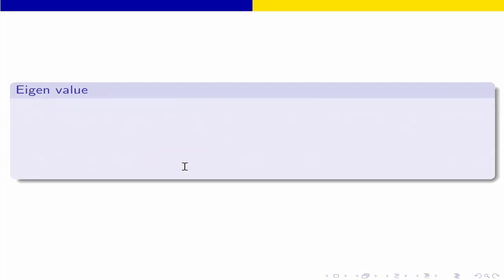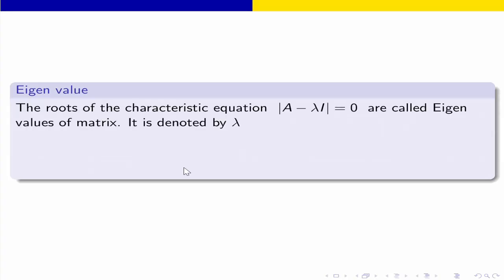So next we move to eigenvalue. The roots of the characteristic equation determinant of A minus lambda I equal to 0 are called eigenvalues of the matrix. It is denoted by lambda. So solve the characteristic equation determinant of A minus lambda I equal to 0, and we will get the roots. Those roots we call the eigenvalues. The eigenvalues are generally denoted by lambda.